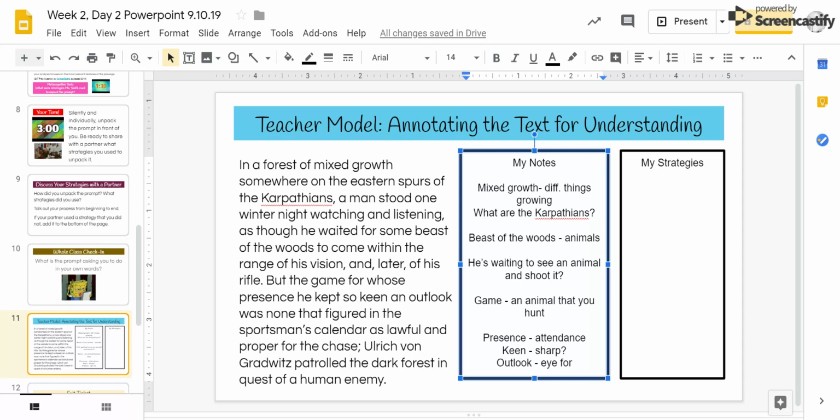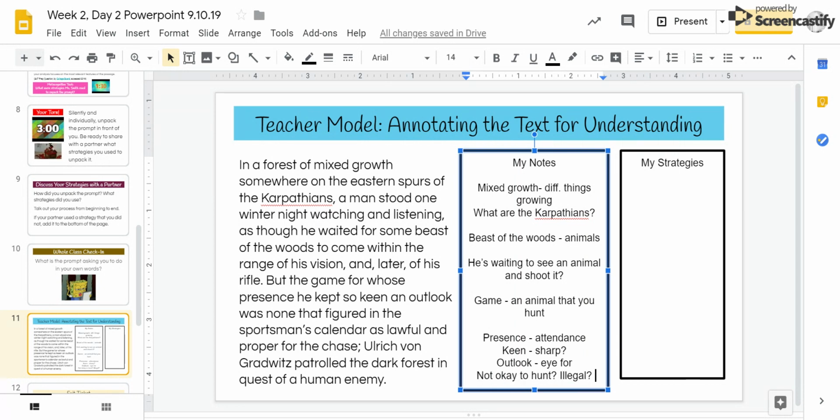I'm not really sure what a sportsman's calendar is, but it seems like it's not an animal that's lawful and proper to chase or hunt. Lawful and proper, like maybe it's not okay to hunt. Maybe not even legal, like illegal to hunt. So he's looking for something that's illegal or not okay.